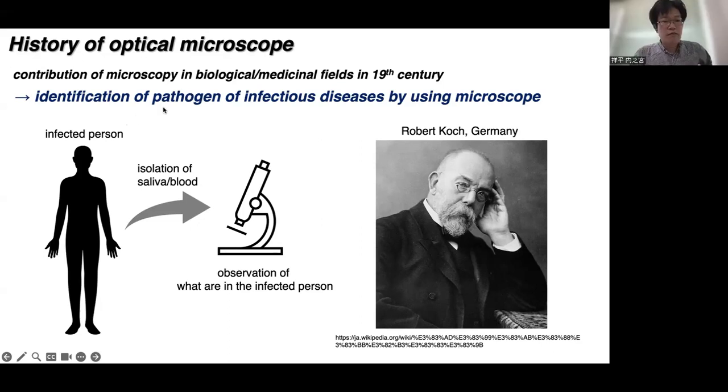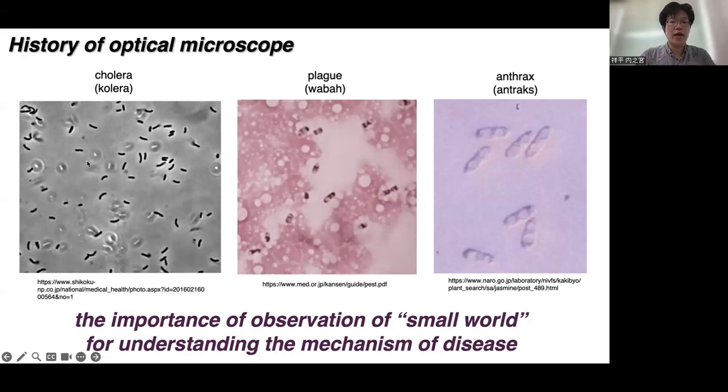So the researchers found the cause of infectious diseases using the microscope. For example, Koch in Germany was one of the representative researchers in this field. In this research, researchers isolated saliva or blood from infected patients, and they observed what was in the infected patient with a microscope. And the researchers found that a certain bacterium was in the infected people, for example, cholera and plague and other diseases also. Of course, these are not viruses themselves, but still this is an important discovery for science and the medicinal field.